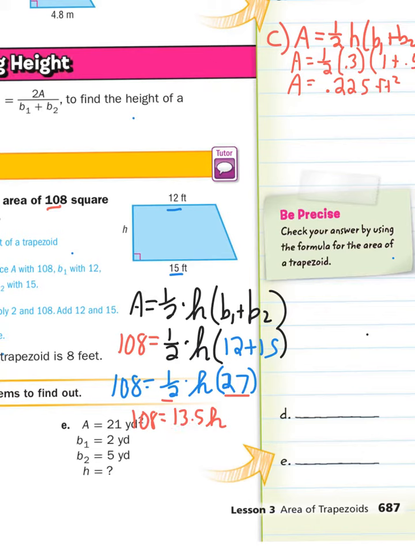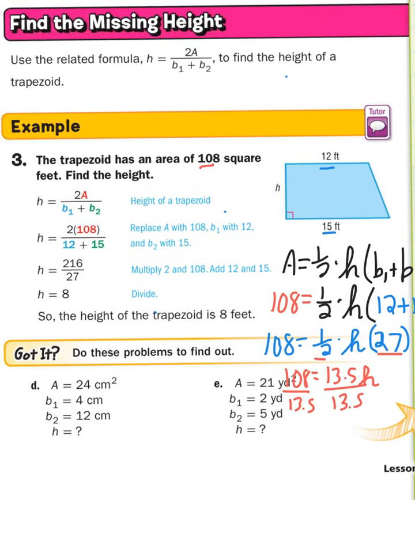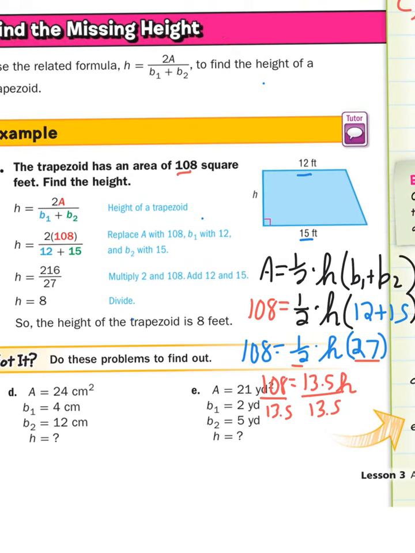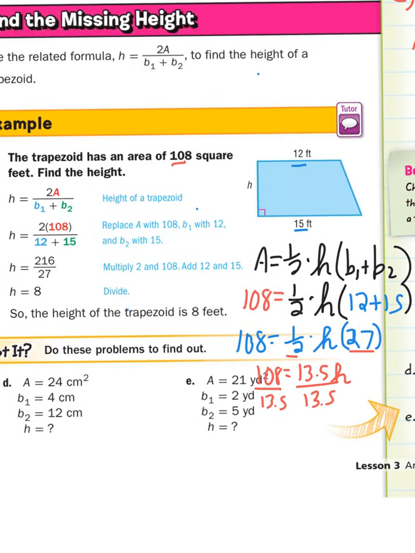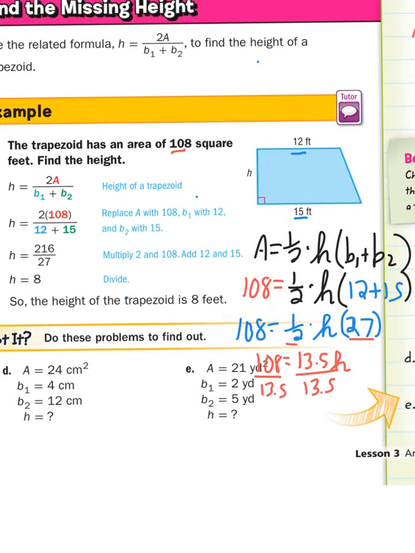So now I have that one number. So the last thing I have to do is just solve this equation. Divide by 13.5. Divide by 13.5. And if you do 108 divided by 13.5, you should get an answer for the height of 8. Now, since it's the height, make sure it is not square units. It should just be 8 feet.